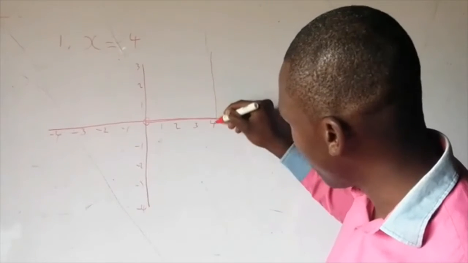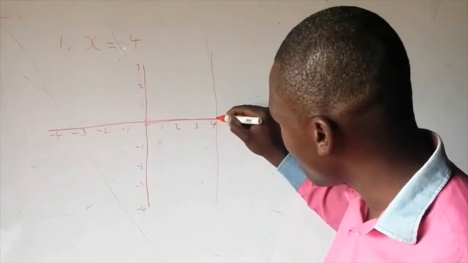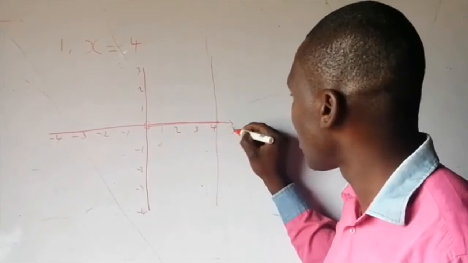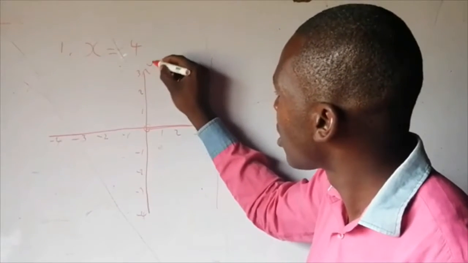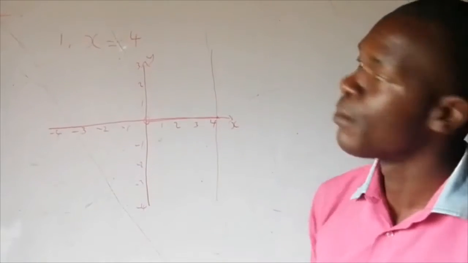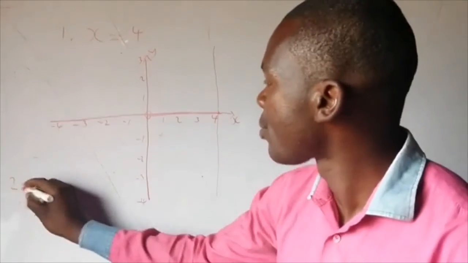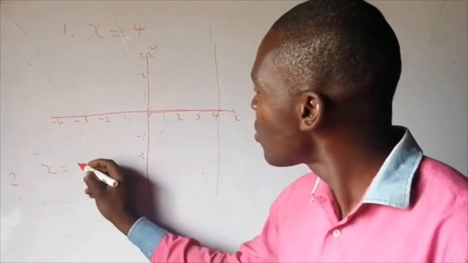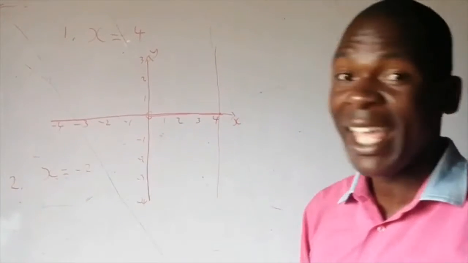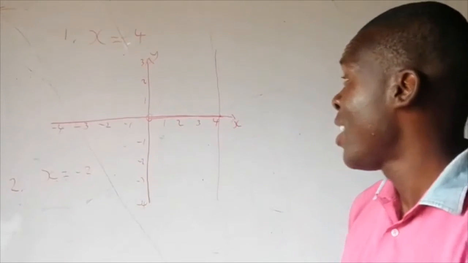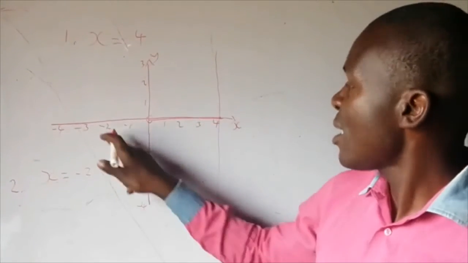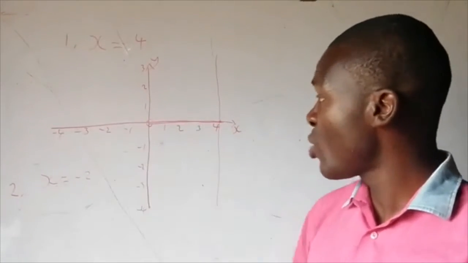This is a vertical line which intersects with the x-axis at 4. Number 2, if we are asked to draw the line x is equal to minus 2, again this is a vertical line which crosses, which intersects with the x-axis at minus 2.